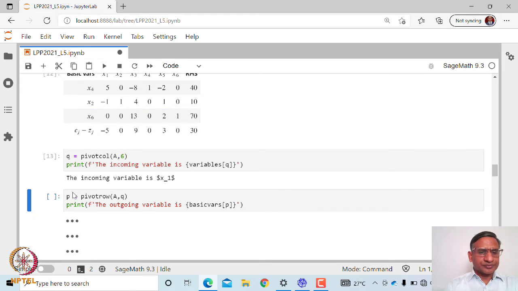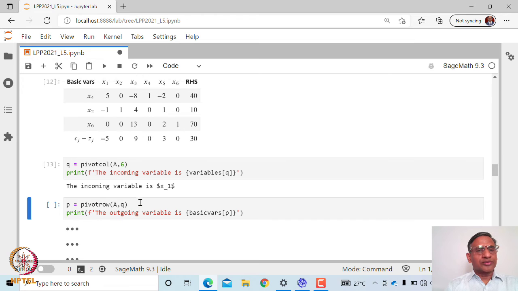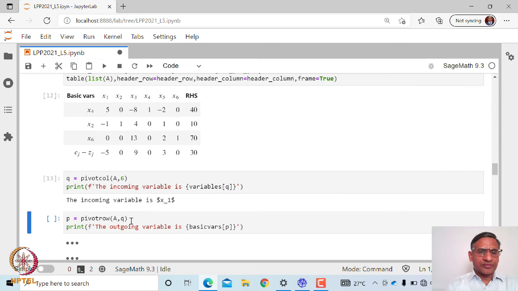Right, next we will decide what the outgoing variable is. The outgoing variable will be decided by taking the ratio. Now in this particular incoming column there is one entry which is negative, corresponding to x2, but there is only one which is positive and the other one is 0. So we just take the ratio of 40 upon 5, which is 8. That is the smallest because that's the only one. Therefore x4 will be the outgoing variable and x1 is the incoming variable.